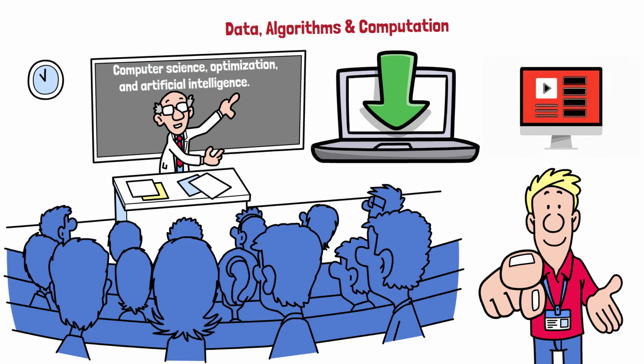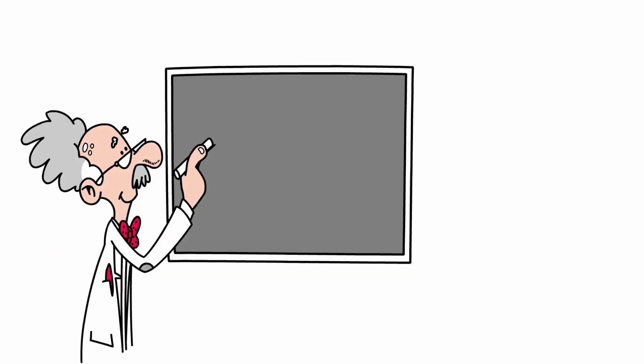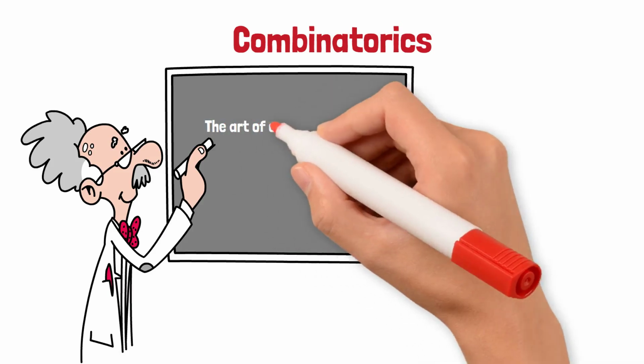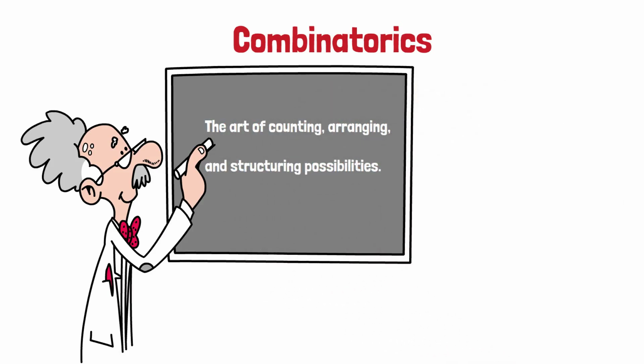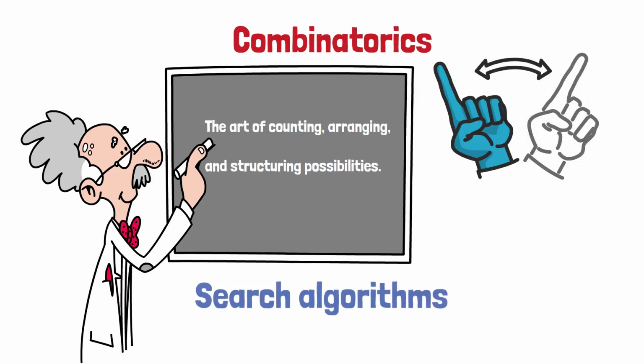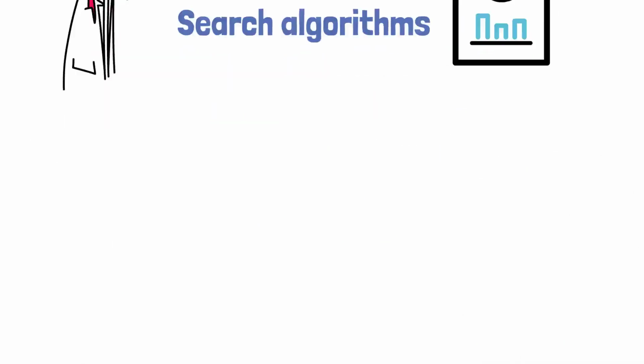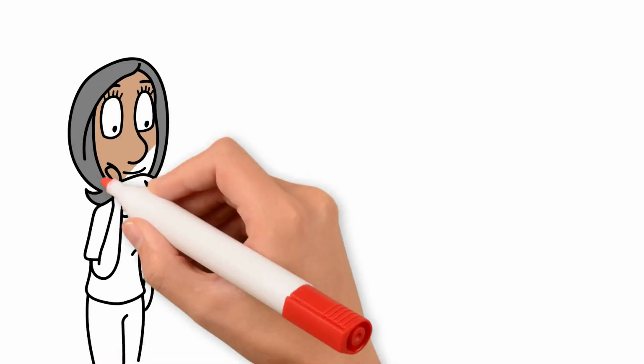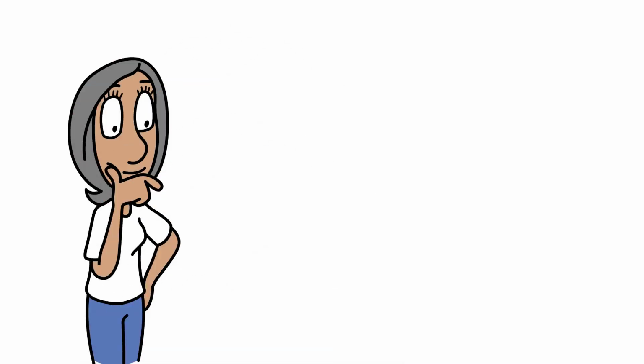Our topic today is combinatorics, the art of counting, arranging, and structuring possibilities. It may sound simple, but without it, we wouldn't have search algorithms, efficient data analysis, or even an understanding of algorithmic complexity.